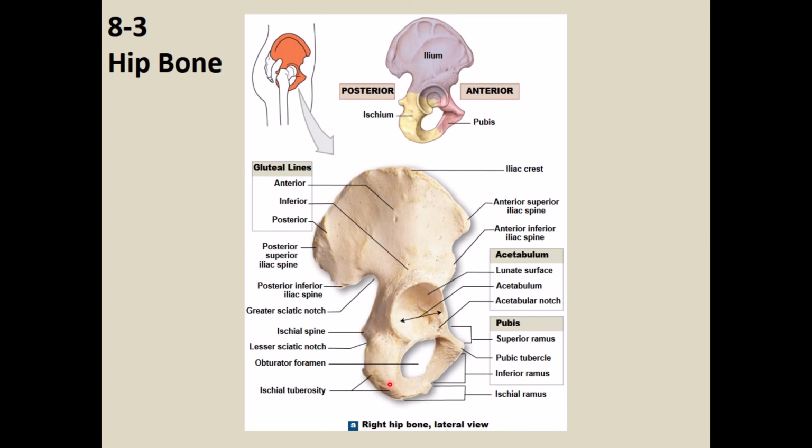And the ischium is made of one ramus only. So this is the ischial ramus that articulates with the inferior ramus of the pubis. And this area is called the ischial tuberosity. So this is a rough, big, bony marking, and that is where you sit.